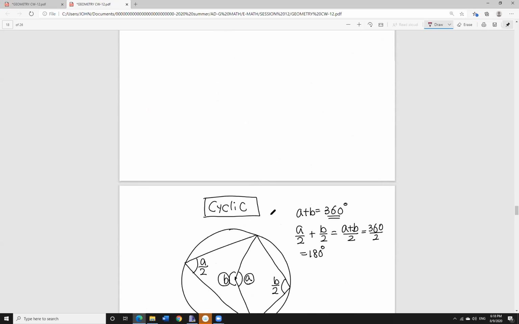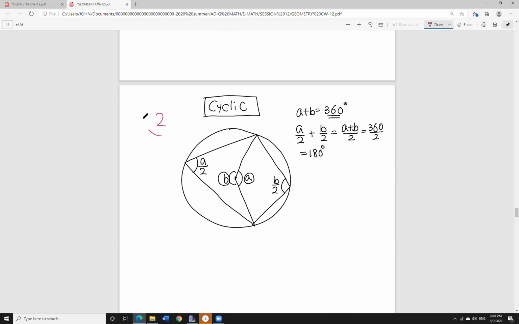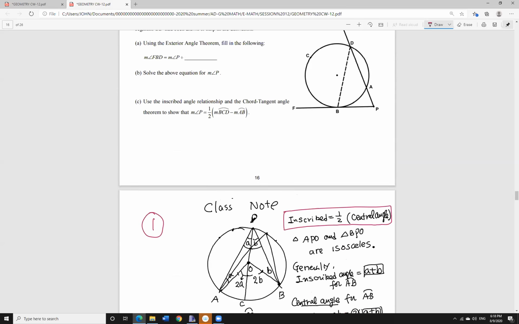The second one: when you have a quadrilateral inscribed in a circle, we say this quadrilateral is cyclic. Then the sum of opposite angles is always 180. That's the second. We just finished these two. All right, now let's go back to work.